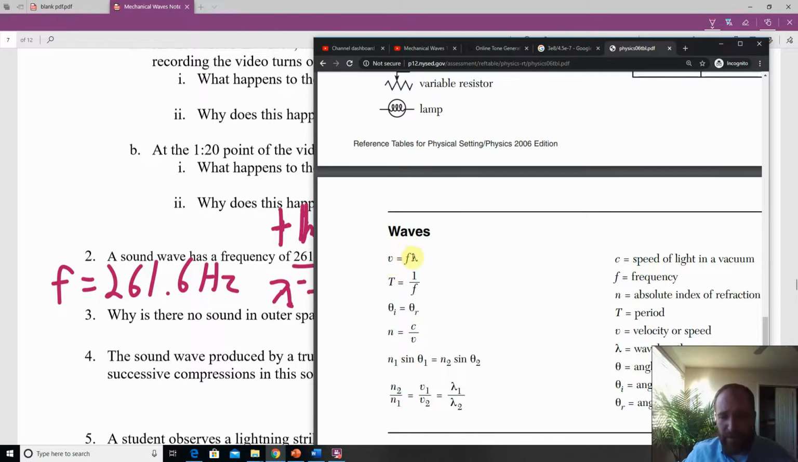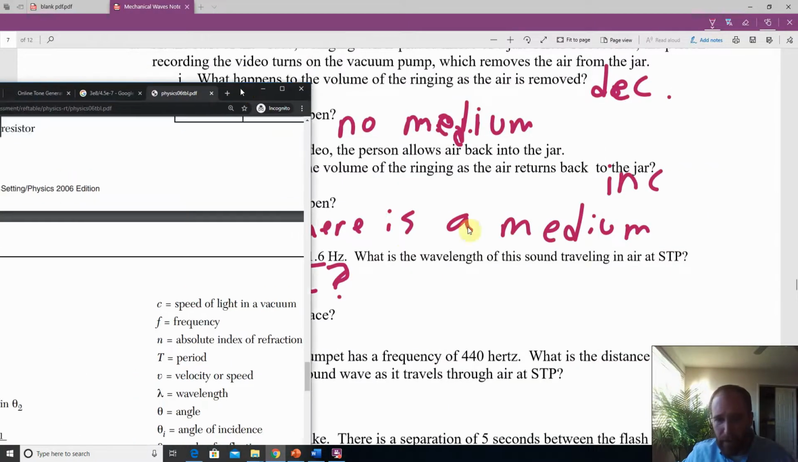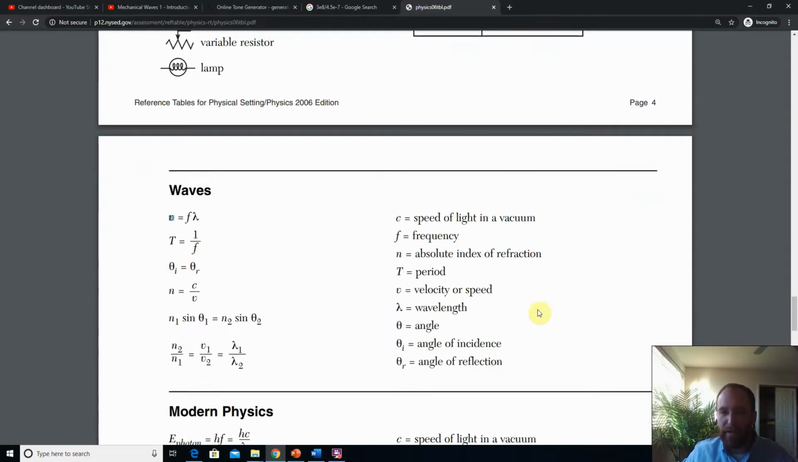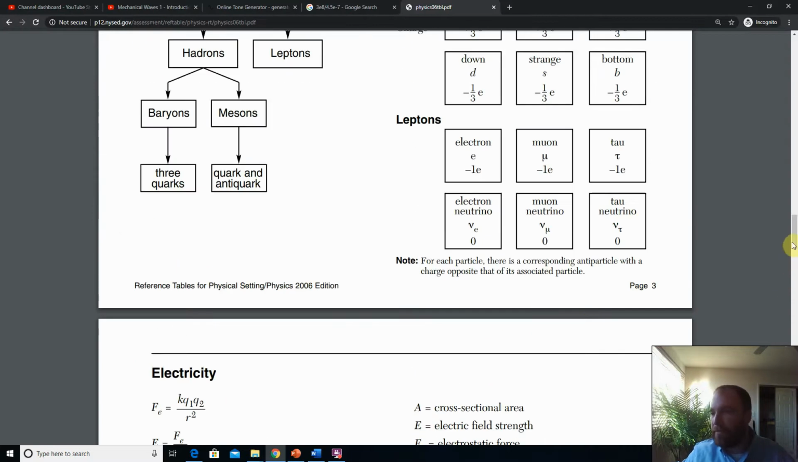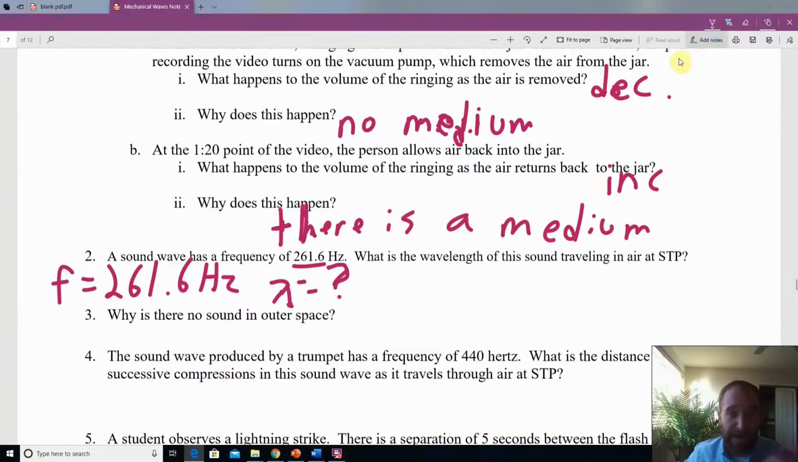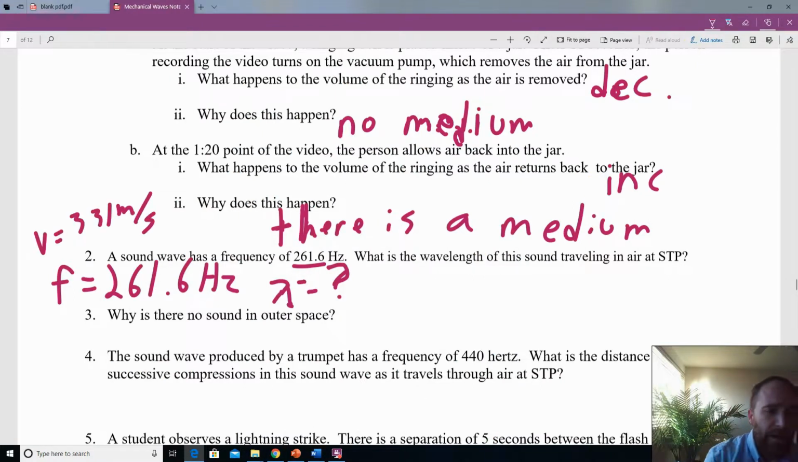It's got F, it's got lambda. The thing is, it also has this V in it. And I don't think I mentioned the velocity looking at this question, but I did say it's at STP. And I said, a couple of minutes ago, that the speed of sound at STP on the reference table is 3.31 times 10 to the second, which is 331 if you turn it out of scientific notation. So let's add that in. V equals 331 meters per second. And if you catch on to that, this is a very easy question.